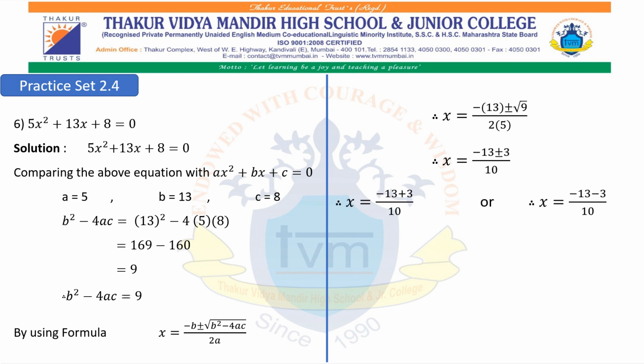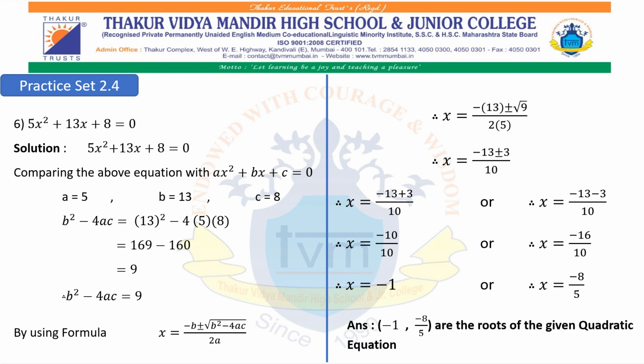Let us separate them. It will be written as x equals minus 13 plus 3 upon 10 or x equals minus 13 minus 3 upon 10, which can further be written as minus 10 upon 10 or minus 16 upon 10. It can be simplified and we will get the value of x as minus 1 or minus 8 upon 5. Our final answer will be written as minus 1 or minus 8 upon 5 are the roots of the given quadratic equation.